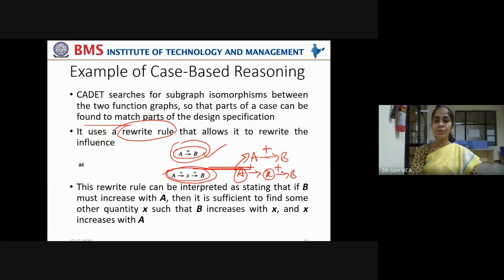This rewrite rule can be interpreted as stating that if B must increase with A, then it is sufficient to find some other quantity.